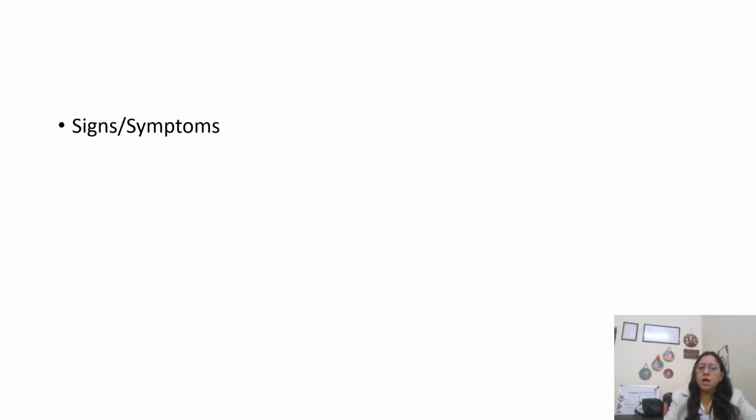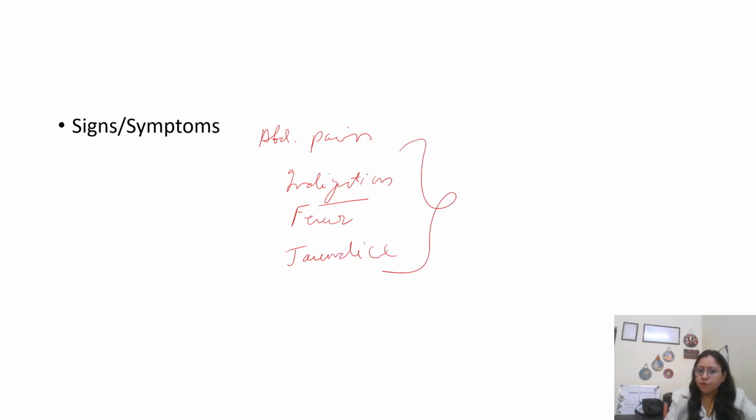So sign and symptom. How will the patient present to you? Main is your abdominal pain. Then the patient can have indigestion. The patient can also present to you with fever and jaundice. So you can keep all these three or four things in your mind.